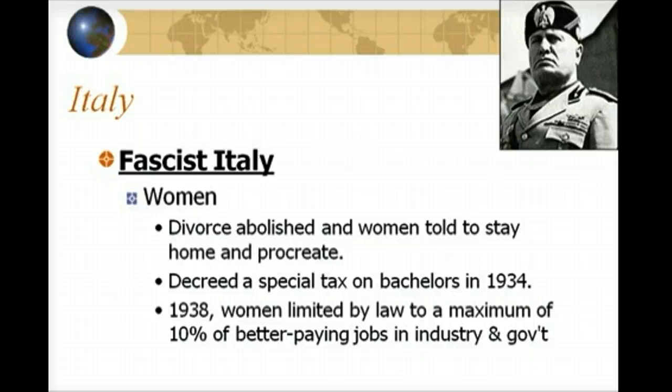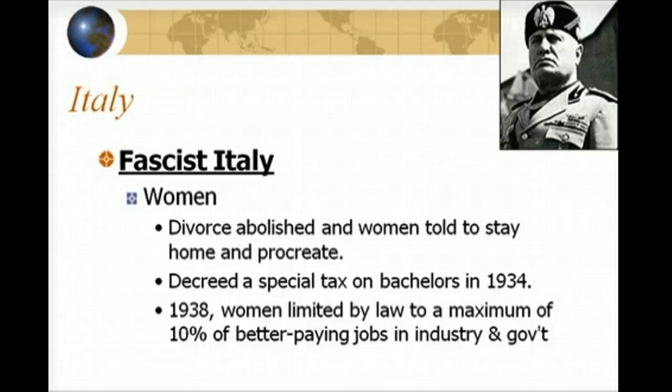This will also become the case in Nazi Germany. So if you were asked to compare, an FRQ, you would put Nazi Germany and Italy together. Similar, Russia is different, modern. Divorce was abolished. So unlike Russia, women couldn't divorce in Italy, and were told to stay home and procreate.